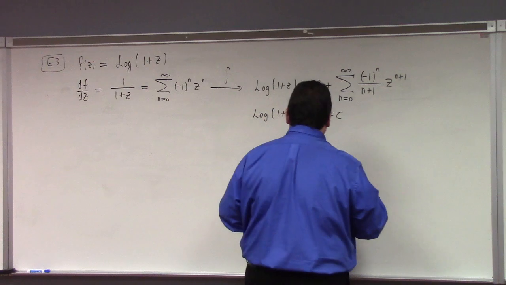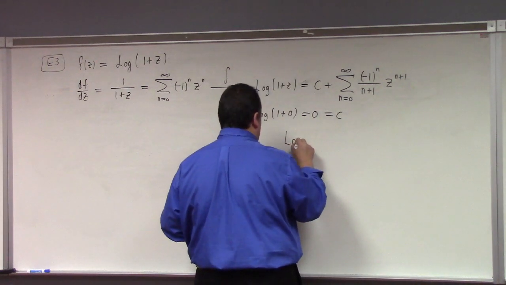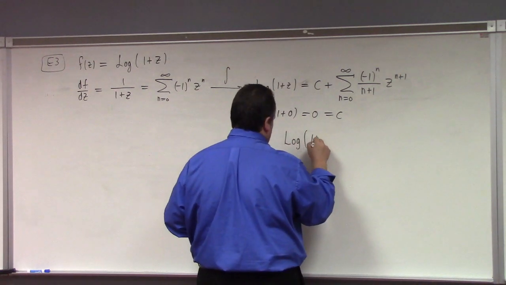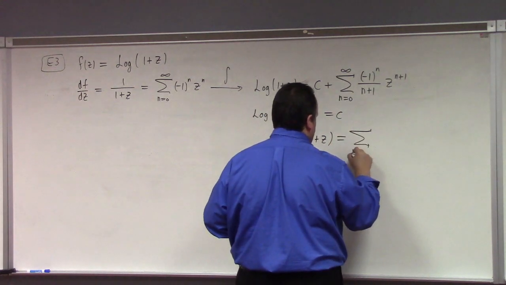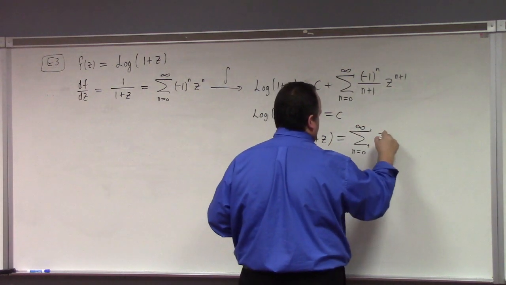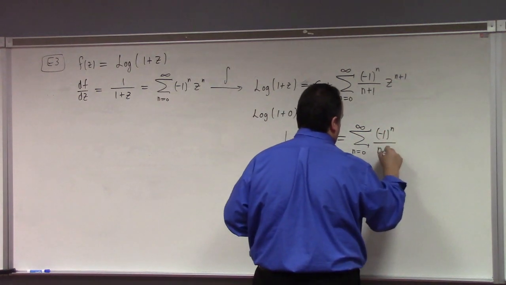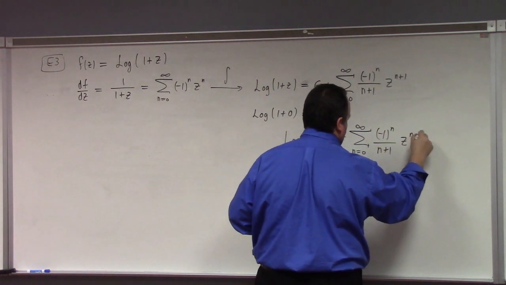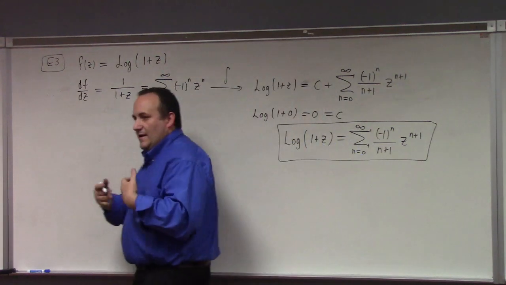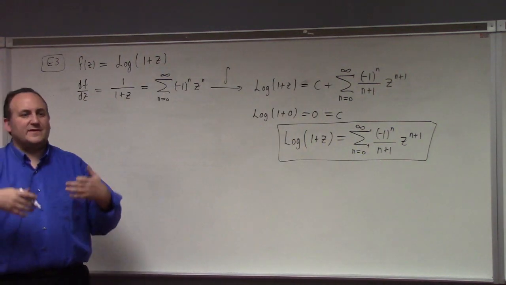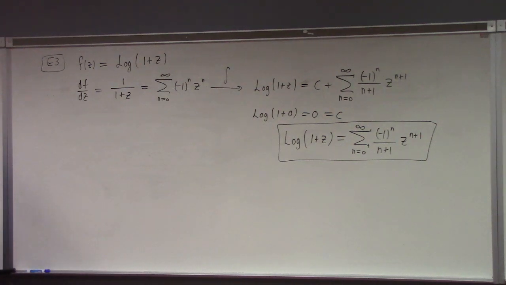So in short, we have found that the power series for log of 1 plus z centered at 0 is, lo and behold, this. Now, maybe you recognize these calculations, maybe you don't. These are exactly the calculations I show in Calculus 2. All of the Calculus 2 power series stuff comes through here just the same.